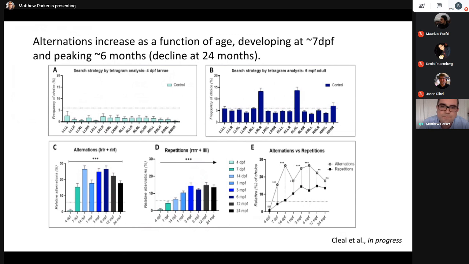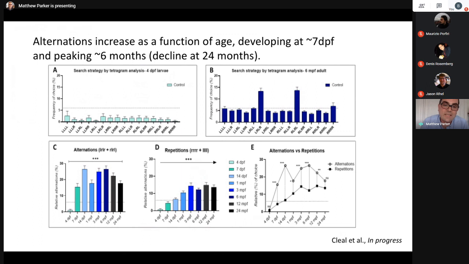Now, what's quite nice about this and where we're going with this is that it's possible that the 24-month-old zebrafish are starting to show the signs of cognitive decline. I've been working with a collaborator in Australia, Michael Lardelli, who some of you may know, who's interested in Alzheimer's disease and early onset Alzheimer's disease in particular. We've been using this protocol to test some of his Alzheimer's lines, and we're finding some quite interesting data from that, which will be published in due course.